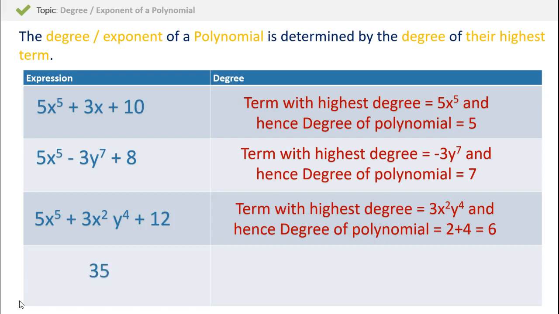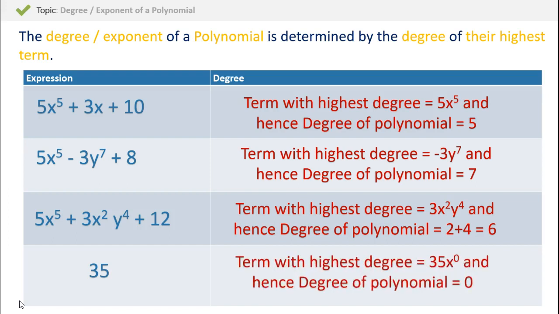35, is this a polynomial? Yes, this is a polynomial with one single term, and that term is 35, which can be represented as 35 multiplied by x to the power 0, and hence the degree of the polynomial is 0.